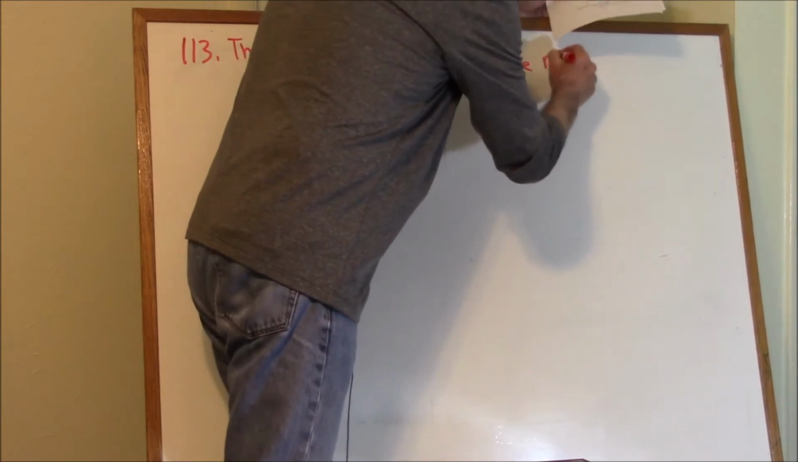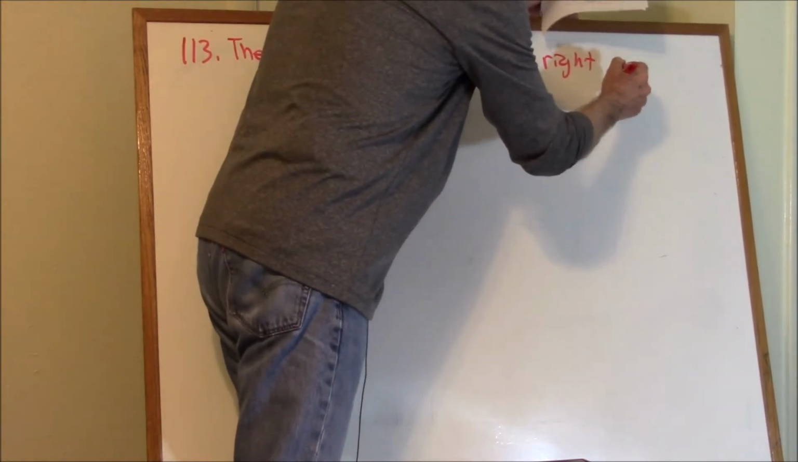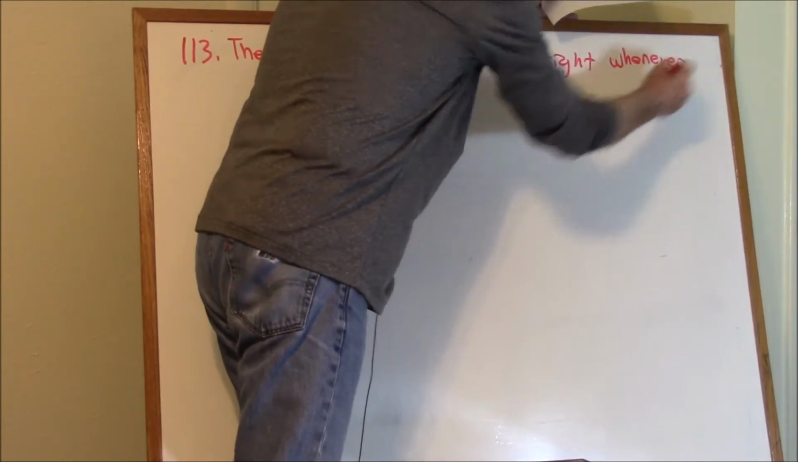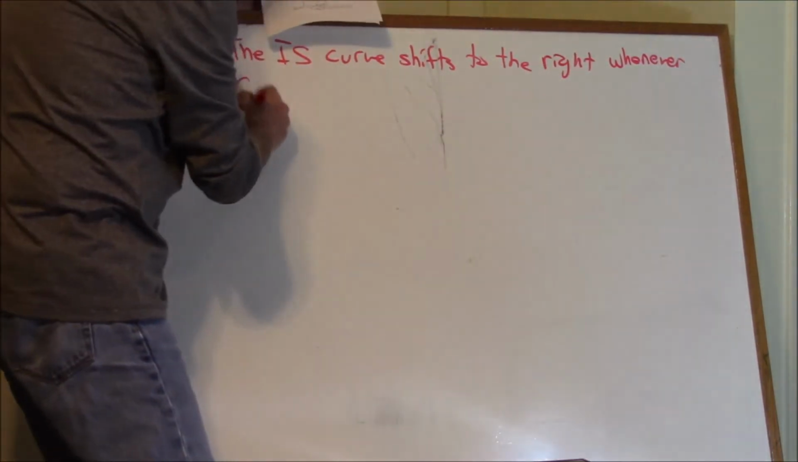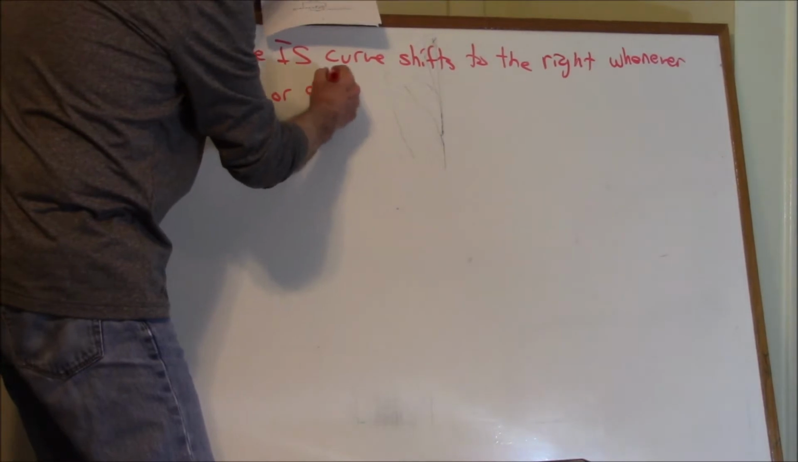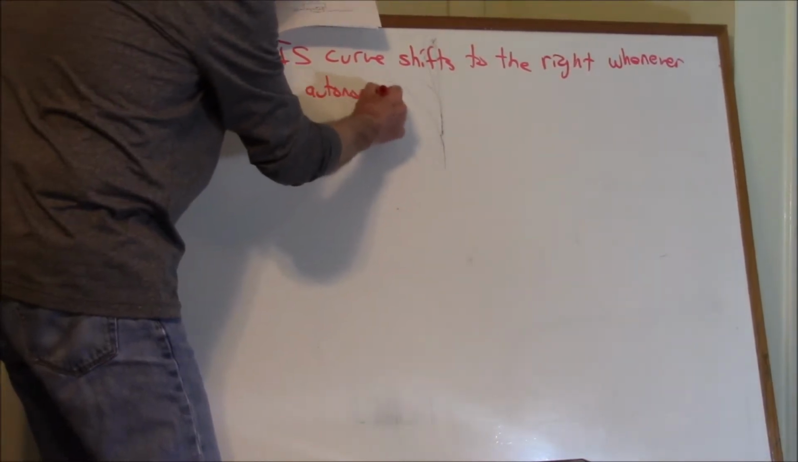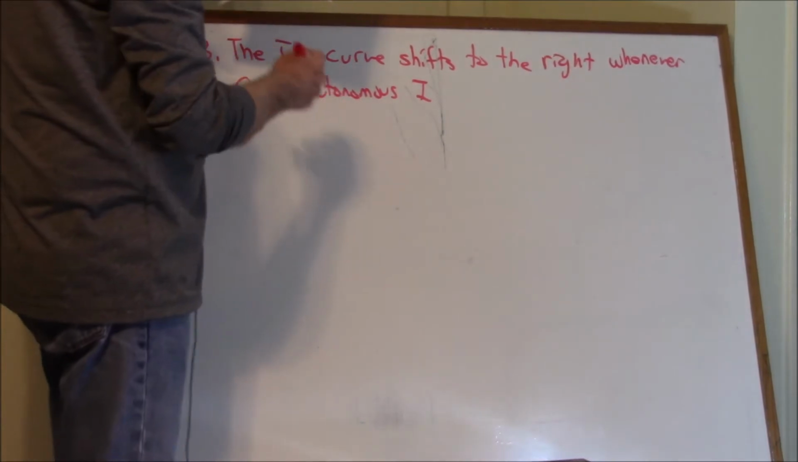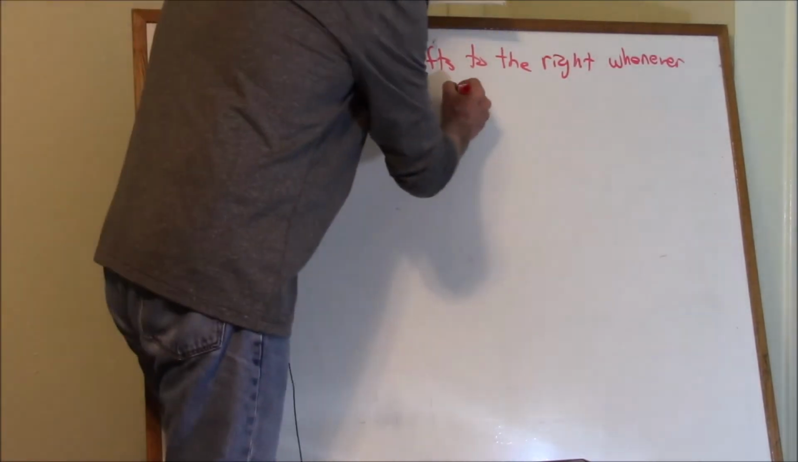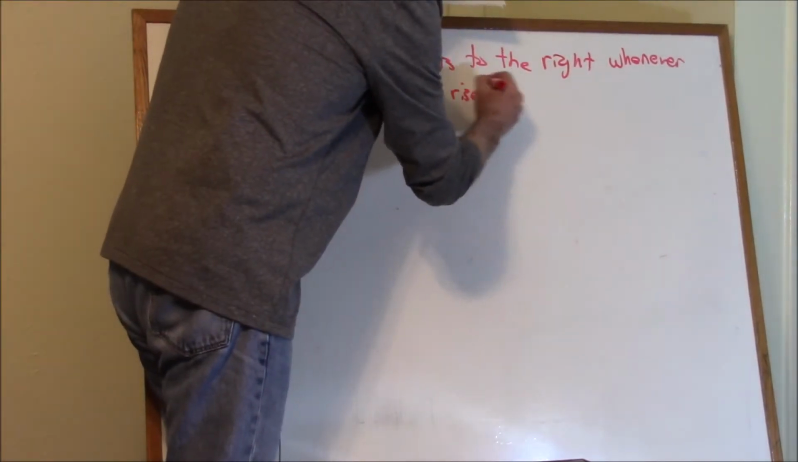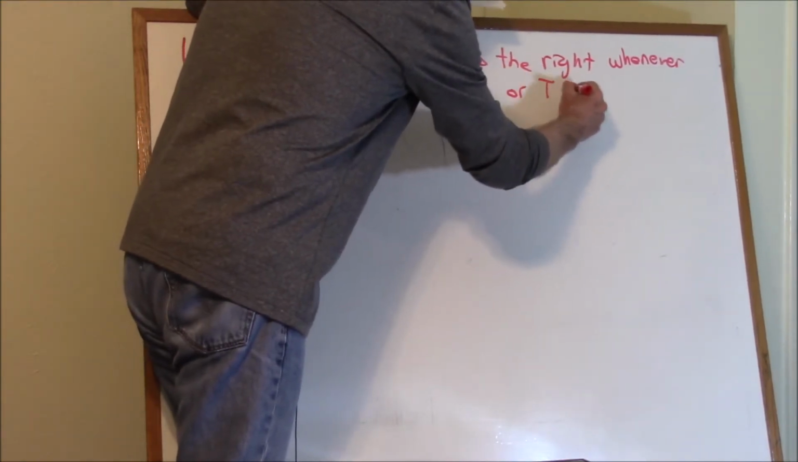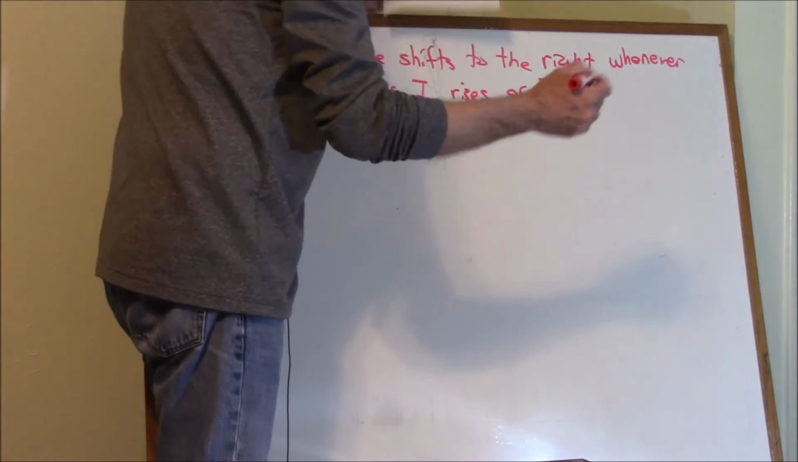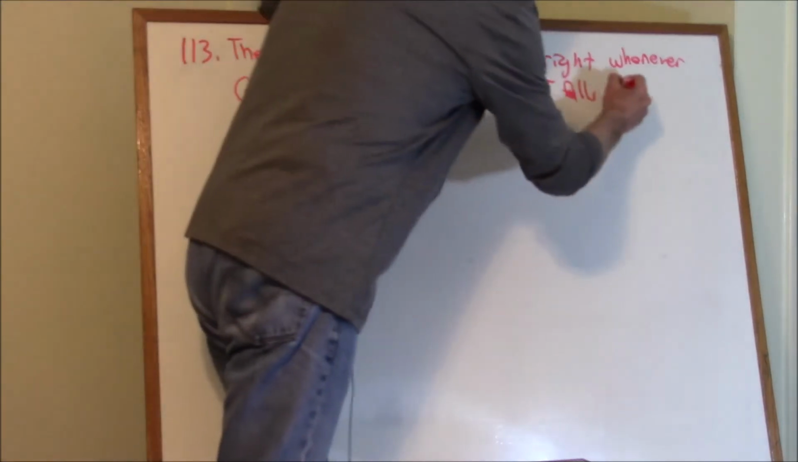Shifts to the right whenever G, or autonomous I, that used to be my rapper name, Autonomous I, rises, or T falls, and vice versa.